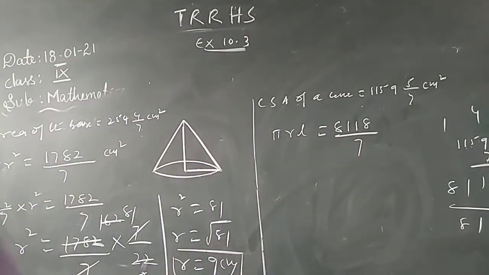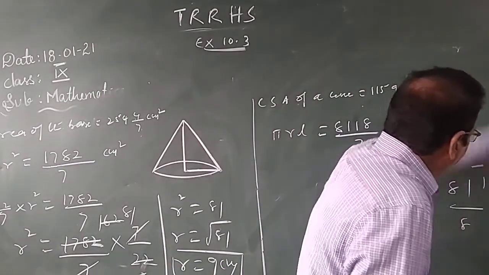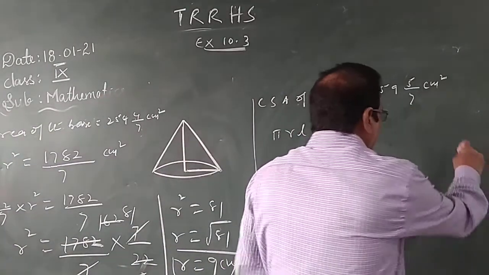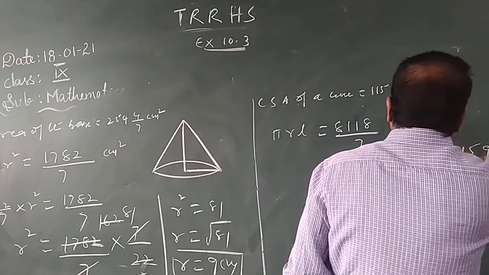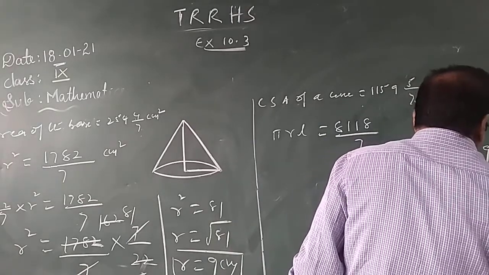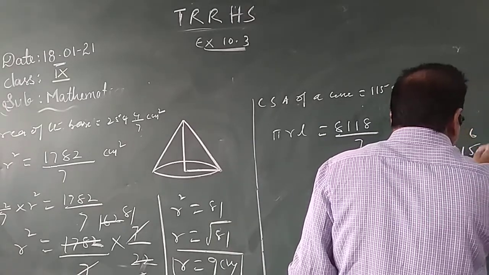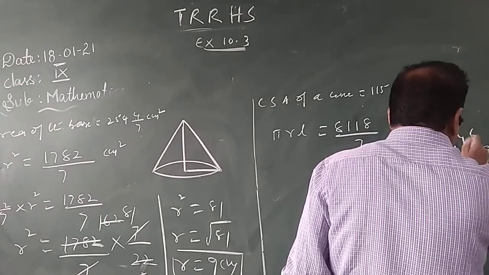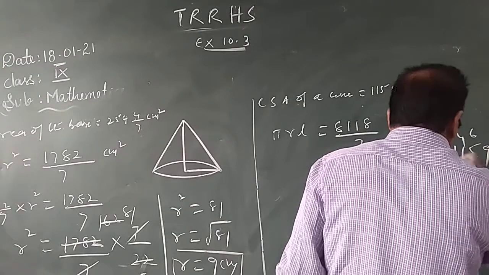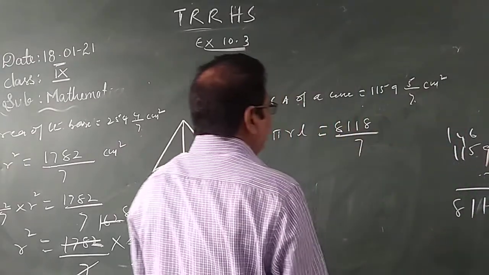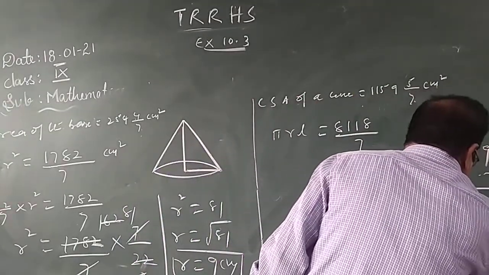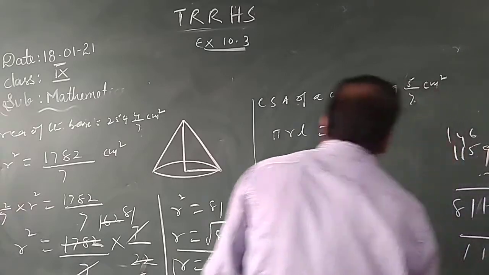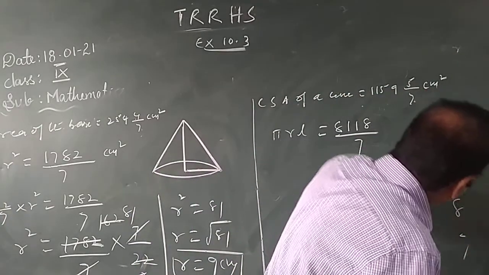You should check this multiplication three or four times. If it goes wrong, the problem will also come out wrong. Again, 1159 into 7: 7 9s are 63, 7 5s are 35, plus 6 is 41, 4 carry, 7 1s are 7, plus 4 is 11, 7 1s are 7, 8. So 8118 by 7. Got it? This answer is correct.